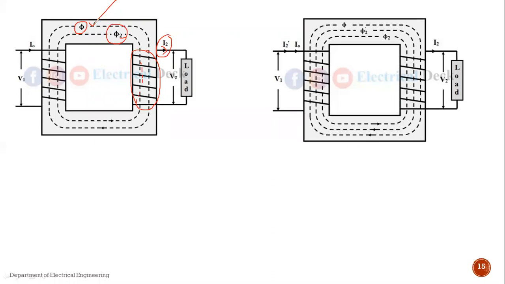Suppose the total flux is in the clockwise direction, and the flux produced by that current I2 is in the anti-clockwise direction, that is phi2, and this is phi1. So due to this phi2 flux, the total or resultant flux will be reduced. Due to this opposite flux, some of the flux will be reduced. So that means there is a reduction in the resultant flux.